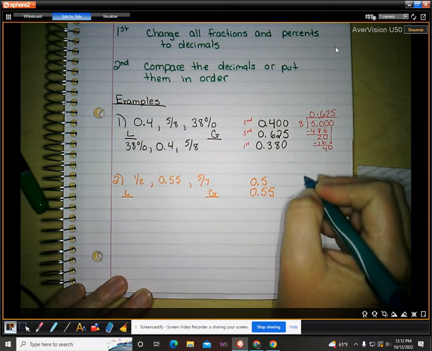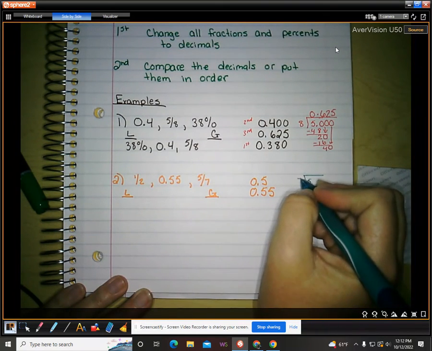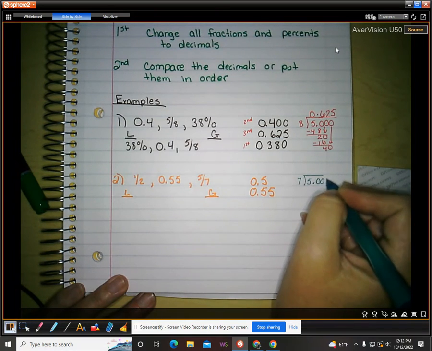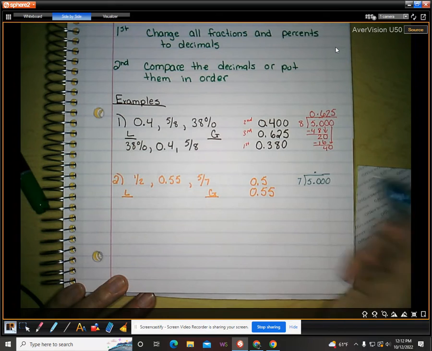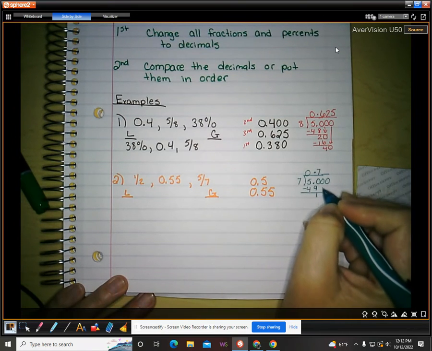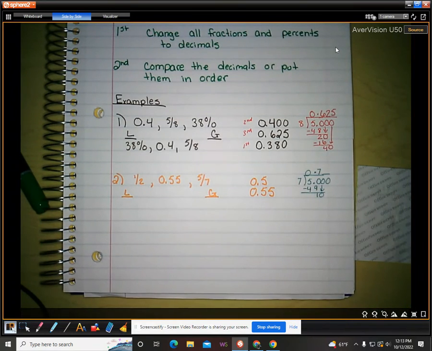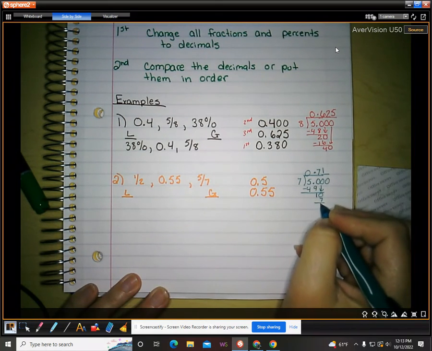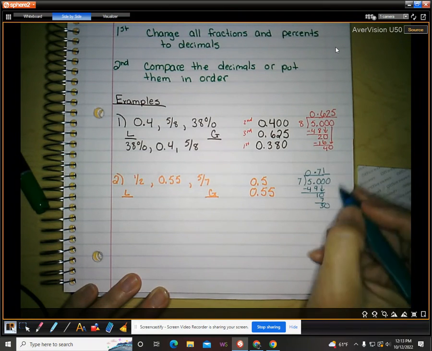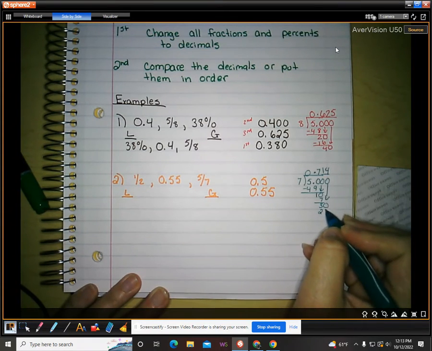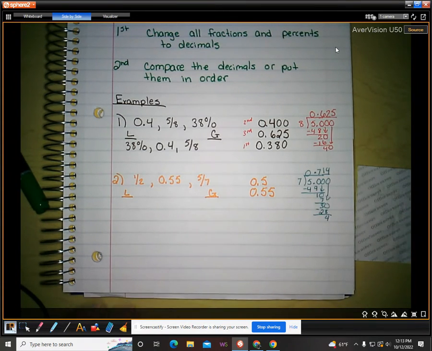5 is the numerator, so it's going inside. 7 is the denominator, so it's going outside. Okay? Again, I just automatically add 3 zeros in case I need them. 7 doesn't go into 5. 7 goes into 50. 7 times gives me 49. I'm left with 1. Bring down my 0. 7 goes into 10 once. Okay, bring down my next 0. 7 goes into 30 4 times. You can see this is one that is just going to continue.